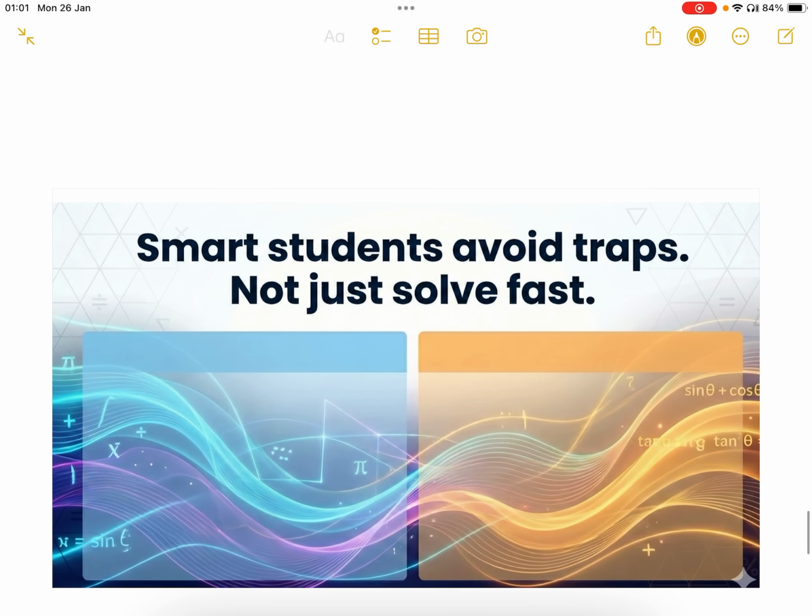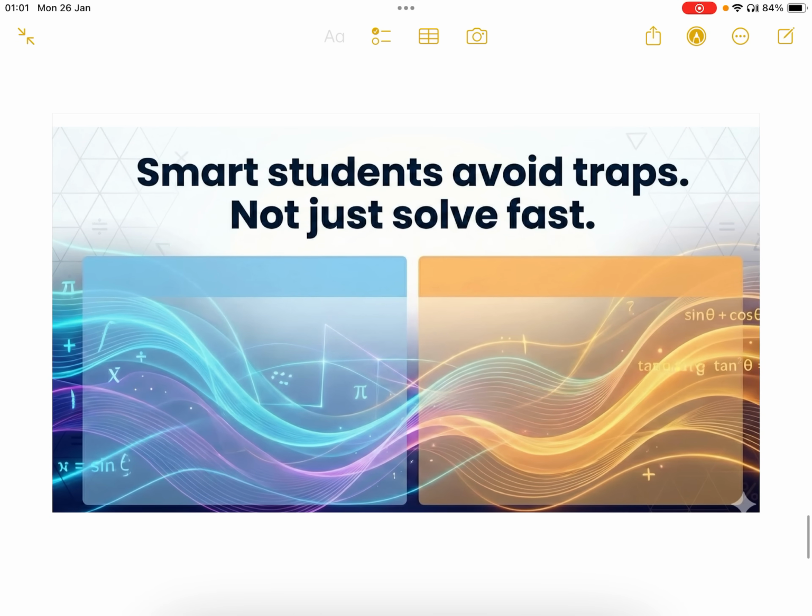So, smart students and quick problem solvers, avoid traps, not just solve fast. Be cautious and ensure you avoid all such traps that come in your way.